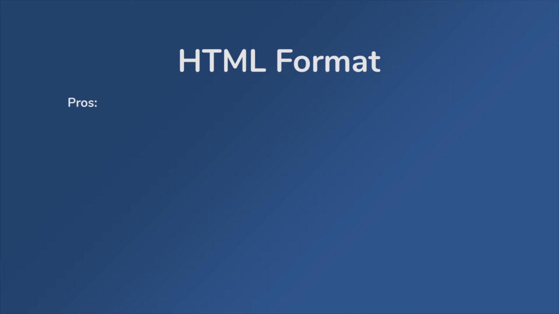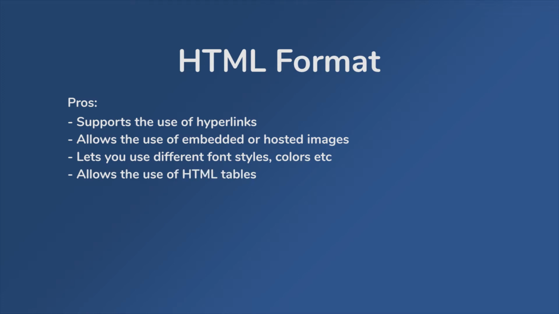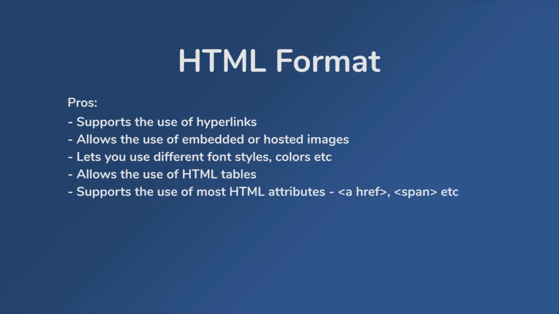The pros of the HTML format is that you can use hyperlinks. It allows you to use embedded or hosted images. It lets you use different font styles and colors and all that sort of stuff. And it also lets you use HTML tables. So most HTML signatures that you see out there will have HTML tables in the code itself, which will have different heights and widths. And basically, it lets you adjust the signature to exactly how you want it to be. And in addition, it also lets you use most of the HTML attributes, which is the hrefs, spans, CSS styles, and all that sort of stuff.